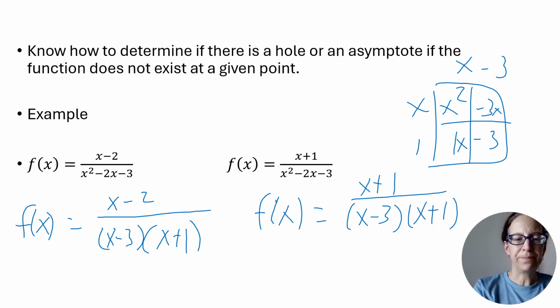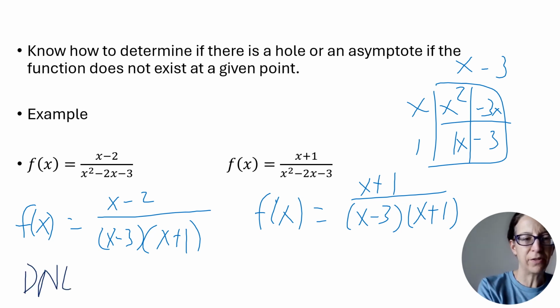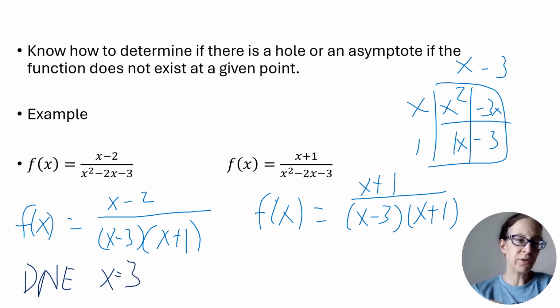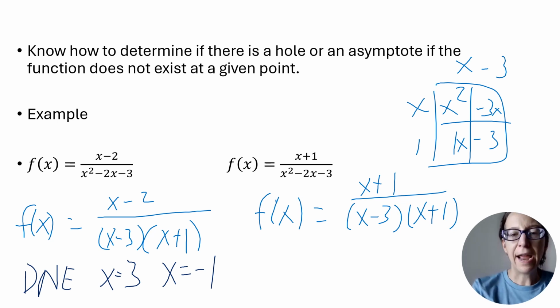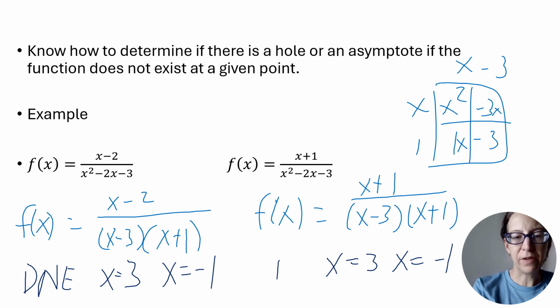And here's the deal. This function does not exist when x is equal to 3, because 3 minus 3 would give you a 0 in the denominator, and it also does not exist at x equals -1, because -1 plus 1 will give you a 0 in the denominator, which means you can't have a function there. And this is the same way. So does not exist.